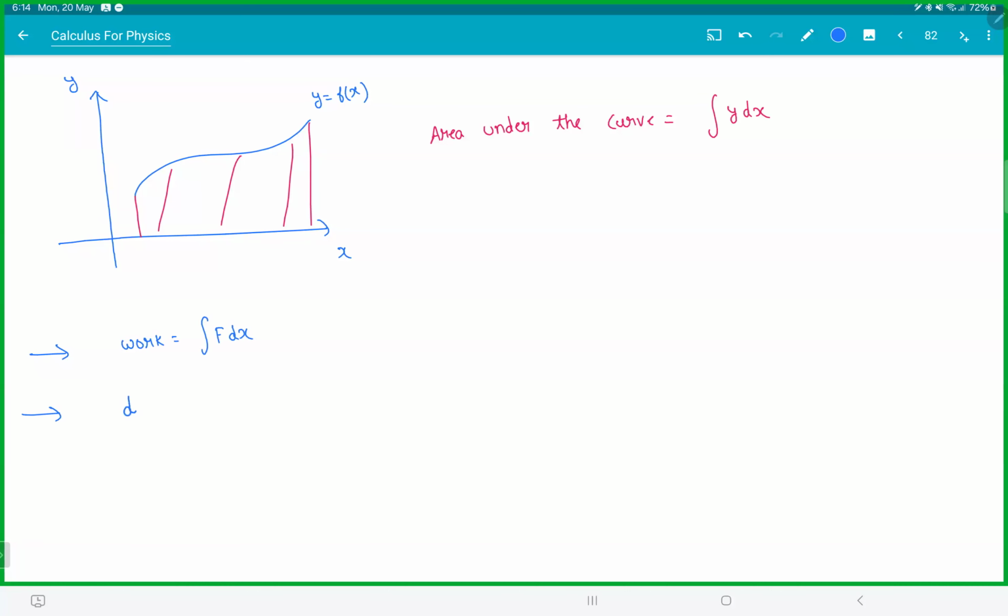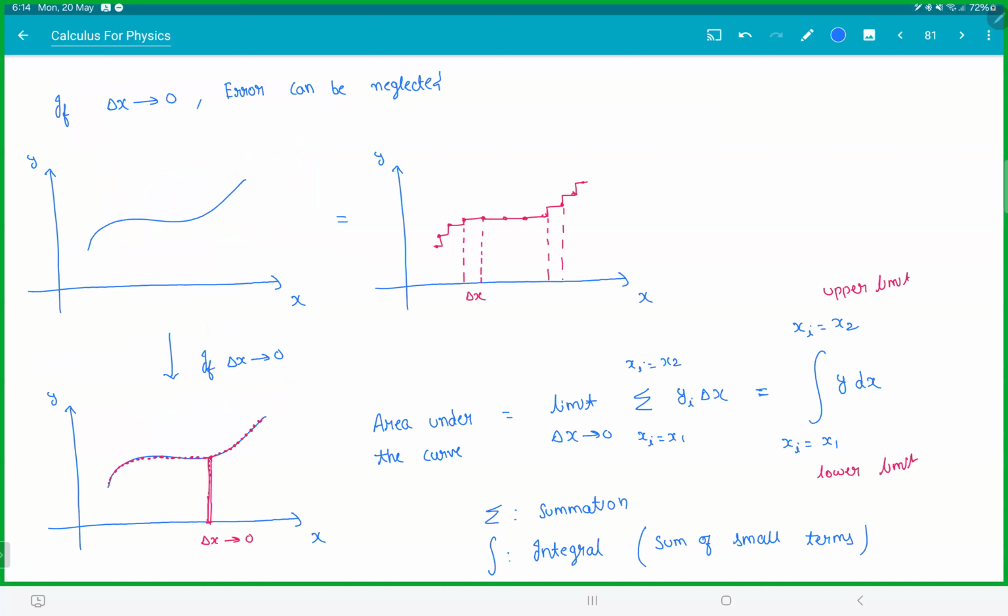If you want displacement, so it's not always y and x, you can have any quantity, v into time. So like that, we'll see all those quantities. But I hope everyone got the crux of this thing, what you're doing. So integration is basically dividing it into small parts and then adding it up into small rectangles. Great.